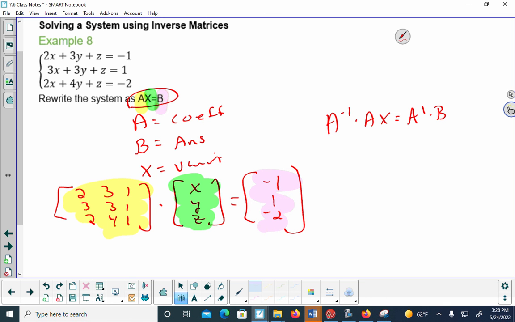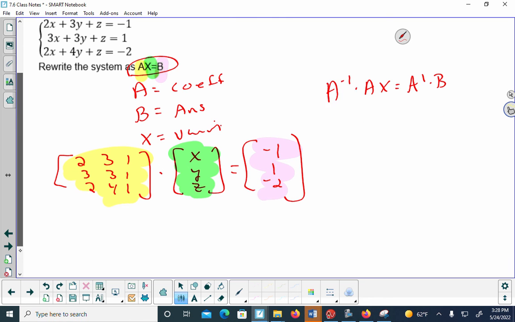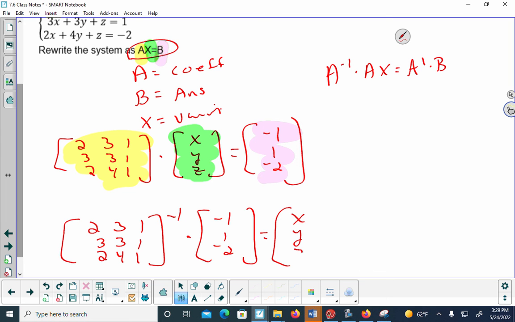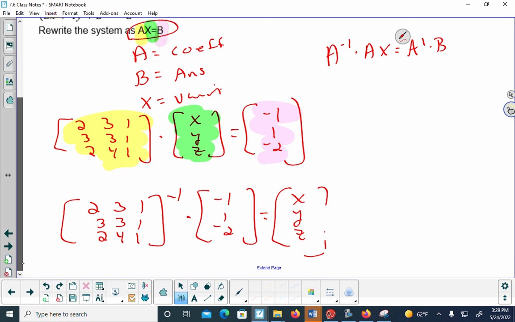So I am going to take the inverse of this and multiply it by my answer. So I'm going to take this 2, 3, 1, 3, 3, 1, 2, 4, 1, my coefficient matrix. I'm going to take the inverse of that, multiply it by my answers, and that should give me my answer of x, y, and z. And what's good about this is I'm kind of going to, I don't want to say cheat, but we're going to use our calculator, I guess is the best way to say it.